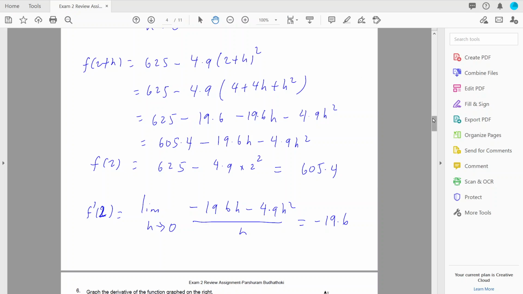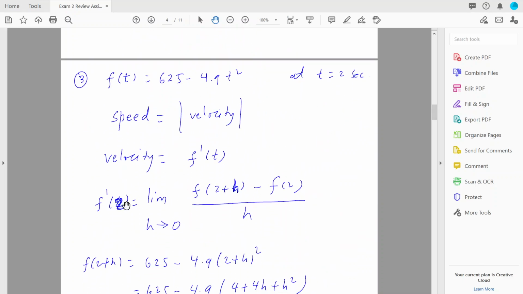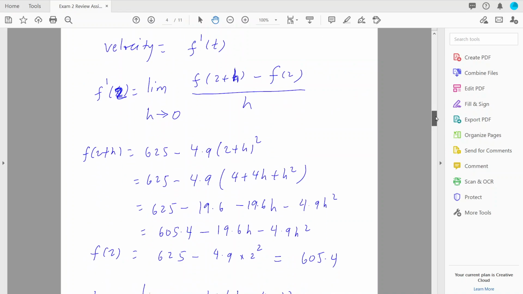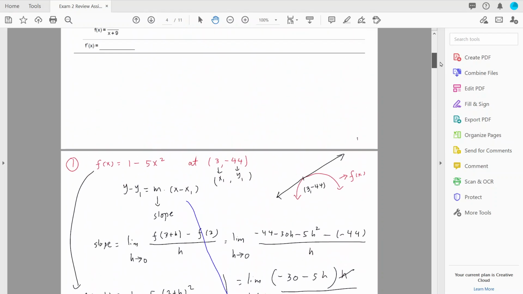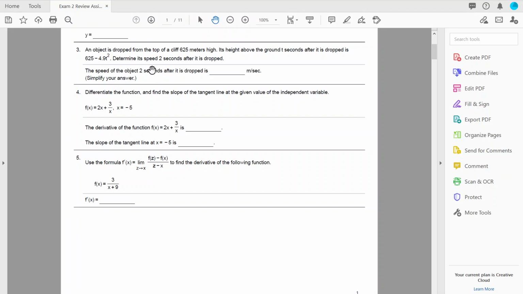Make sure that this is the derivative, which is actually the velocity at 2, but speed means it's a positive velocity. So the speed when time is 2 seconds would be positive 19.6 meters per second. So speed is equal to the absolute value of this, which is 19.6, and the unit for the speed is meters per second in this problem, because we can always go back to the problem here. Okay, simplify your answer. So that's problem 3.